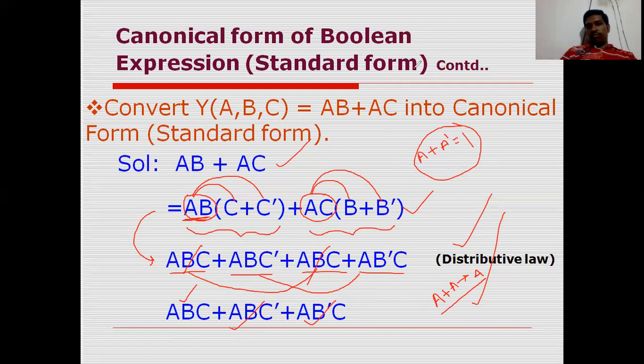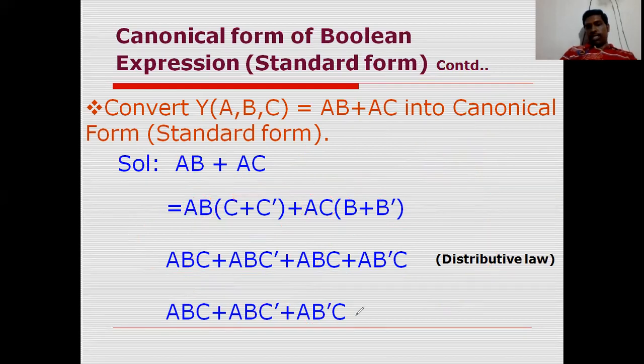Right? Now this is the final step you got. This is the question given, and this is the answer you got. Now your task is to verify whether this is the required one or not. What is the required one? The required one is canonical form. What is canonical form? All the literals should exist in each and every term. See here, A is there, B is there, C is there. All the three existing.